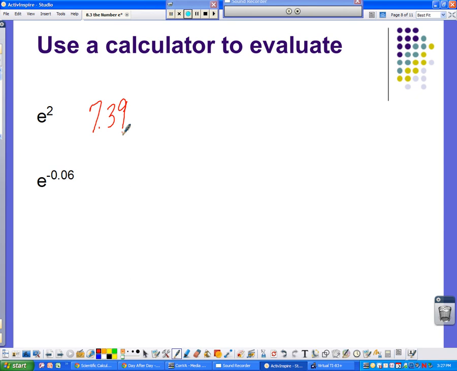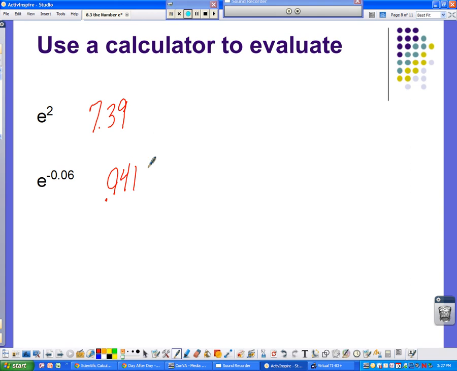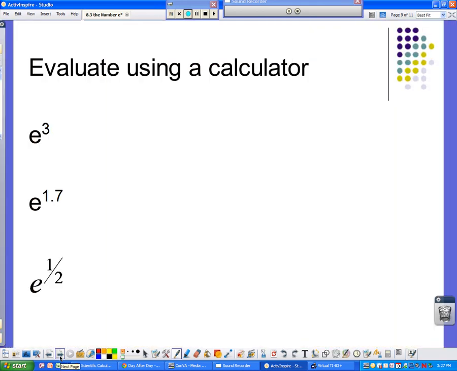7.39 is my answer. Okay, and the same way, if I wanted to evaluate the next one, e to the negative 0.06, it's going to give me negative 0.9418, or .9418. Okay, all right. So go ahead and use the scientific calculator. If you don't have one, try loading the website and see if it works. If that particular website's not working, then you can simply go to Google, type in online scientific calculator, and there are several versions of it.